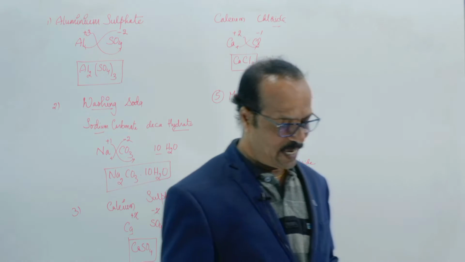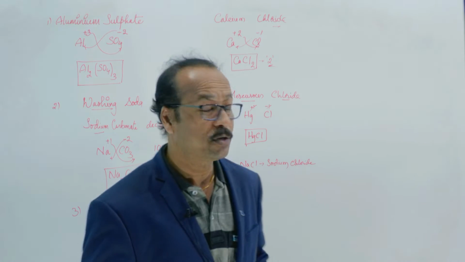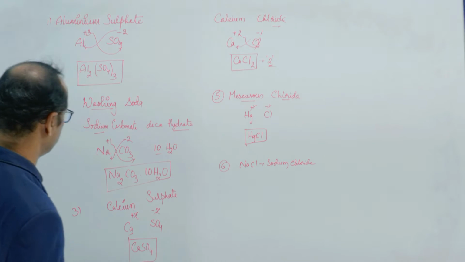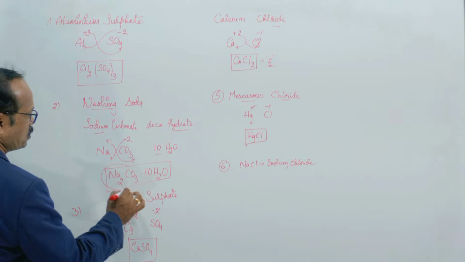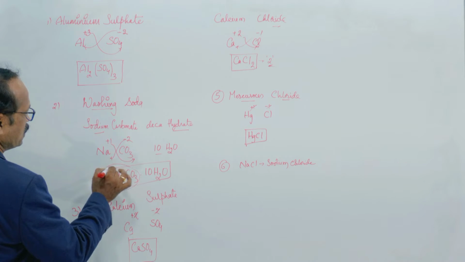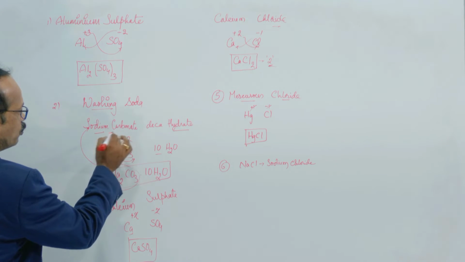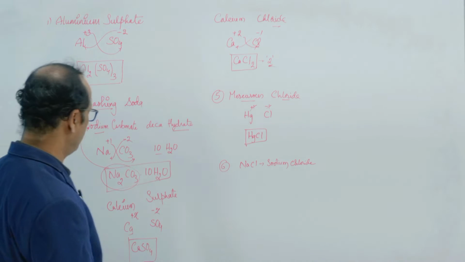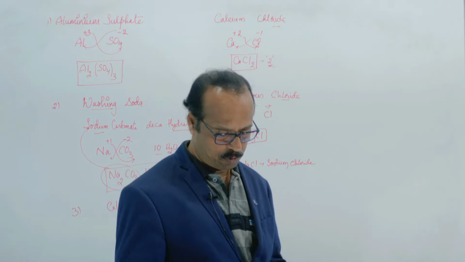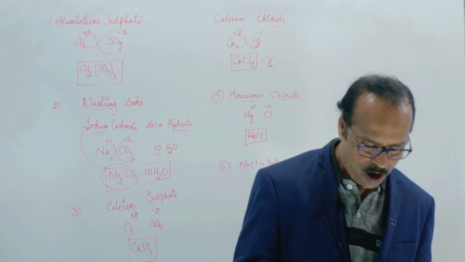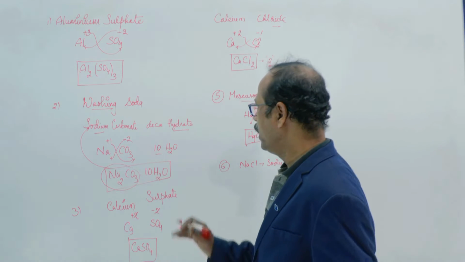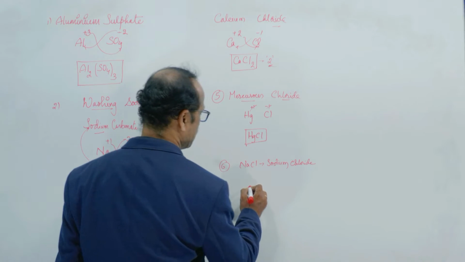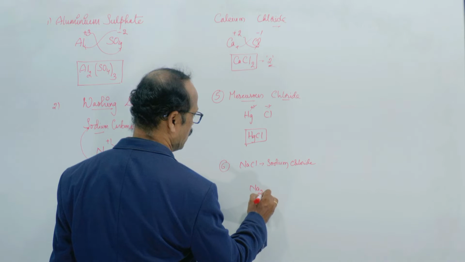Then come to the next one. Na2CO3 represents. First you say the name of Na2CO3. Na2CO3 has already come here. Na2CO3 is what? Sodium carbonate. So Na2CO3 is sodium carbonate. Okay, let us see the options. What is given here? One molecule of sodium carbonate, yes, because if you see, Na2CO3 represents Na2CO3.